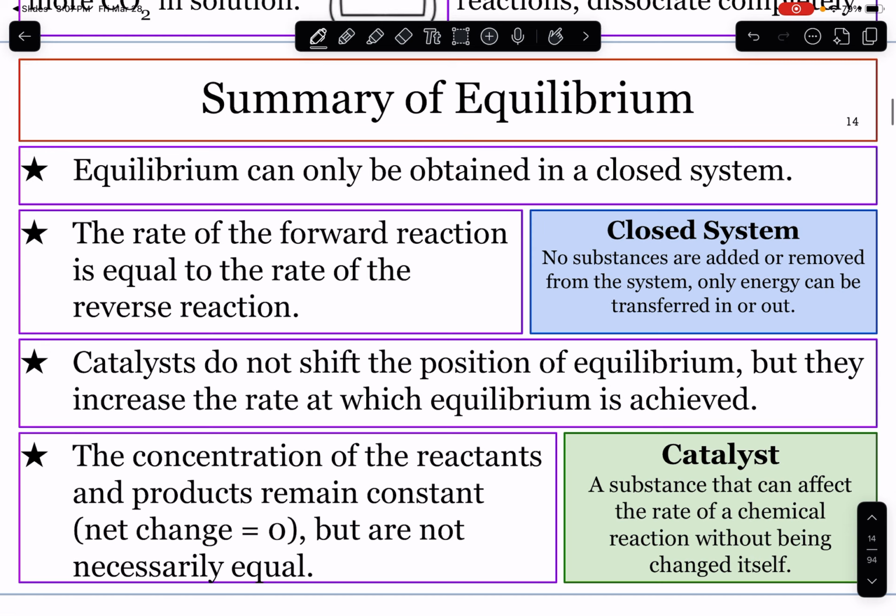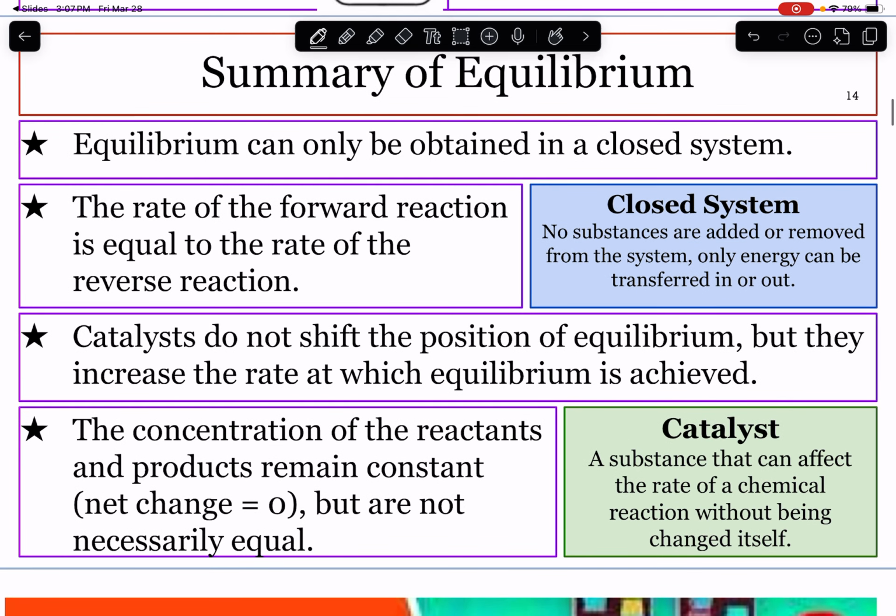So let's go over a summary of equilibrium. Equilibrium can only be obtained in a closed system. The rate of the forward reaction is equal to the rate of the reverse reaction. The concentrations are very rarely equal to each other. Catalysts do not shift the position of equilibrium, but they can increase the rate at which equilibrium is achieved. The concentrations of the reactants and products remain constant. Their net change is zero, but they're not necessarily equal to each other.